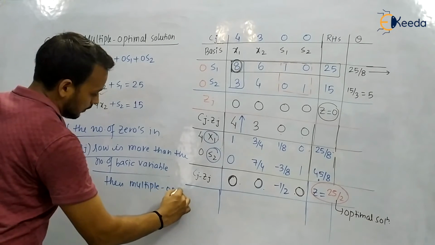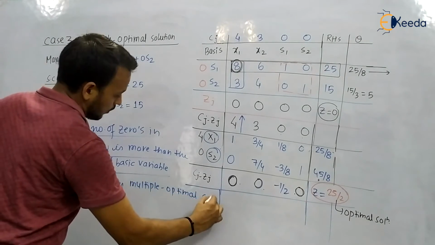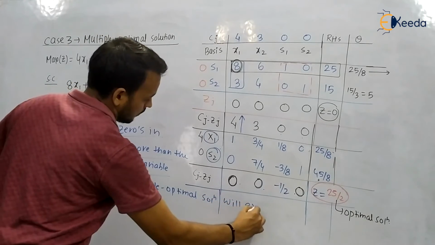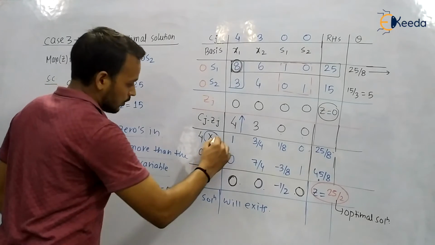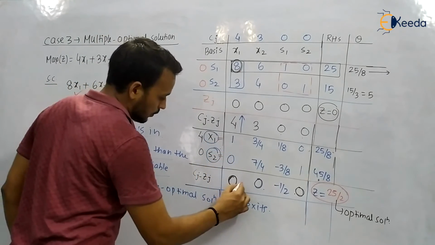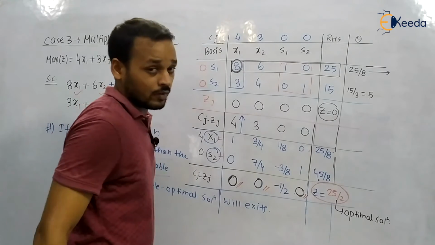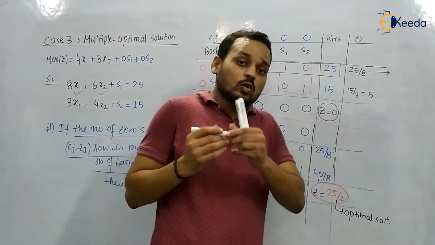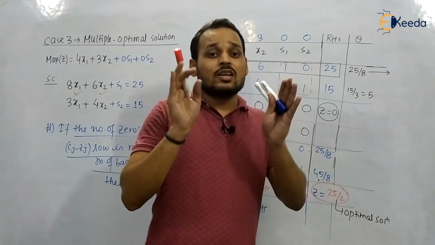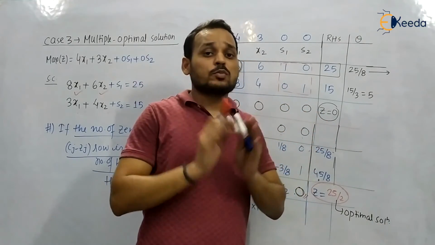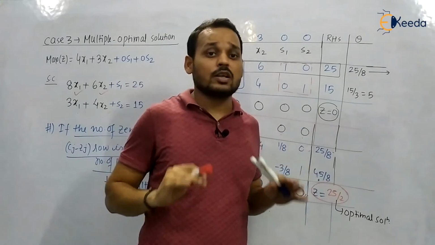Then multiple optimal solution will exist. Okay, so just take care. Two basic variables, and the number of zeros are 3. If the number of zeros is equal to the number of basic variables, then unique optimal solution. And if the number of zeros are greater than the number of basic variables, then multiple optimal solution.